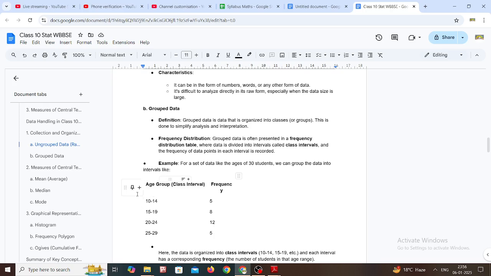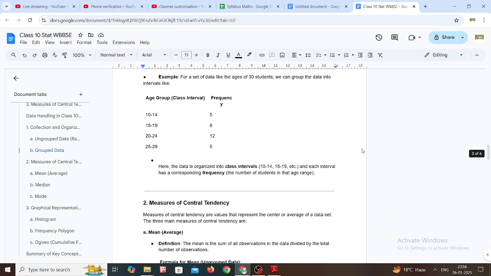So here we are grouping and we have a class interval. The data is organized into class intervals 10 to 14, 15 to 19, etc., and each interval has the corresponding frequency. This is frequency: how many students have ages between 10 and 14. There we have seen that 5 students come within that range.